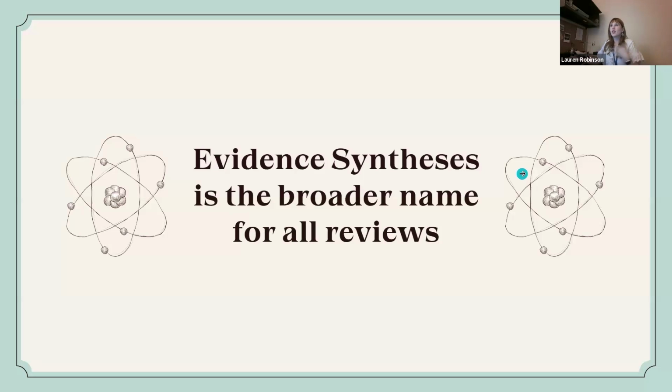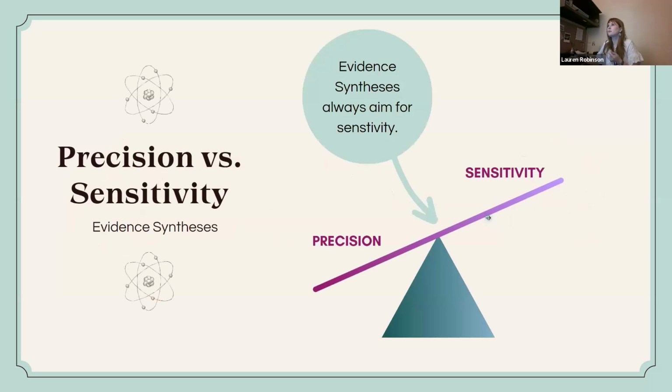And again, like I've been saying throughout this presentation, evidence synthesis is the broader name for all review types. So we've been trying to use that more because we've been seeing so many more review types. We do a lot of scoping reviews right now, and we don't do quite as many systematic reviews just by the nature of the questions that people are coming to us and asking help for. But you might see the term evidence synthesis moving forward, and that's just the broader name. Evidence synthesis aims at sensitivity, so the opposite of what a literature or narrative review is and what a basic lit search is. We're trying to catch everything that's out there.